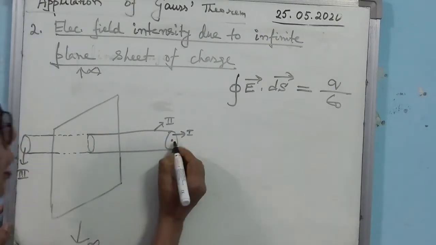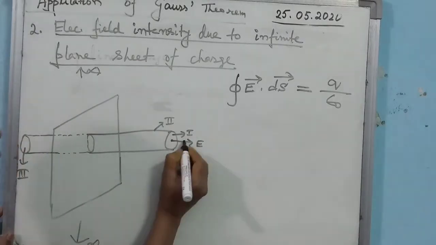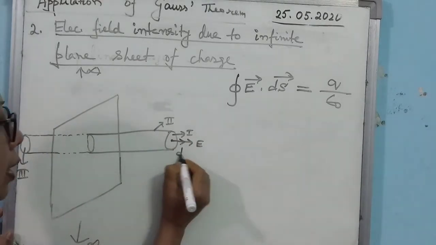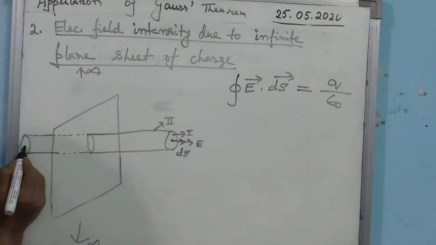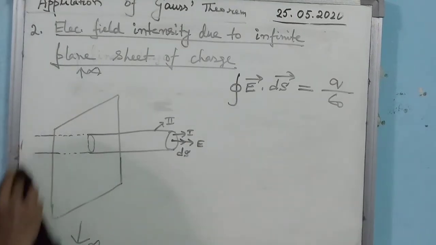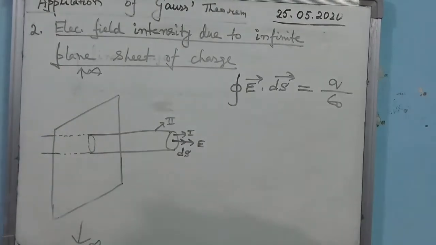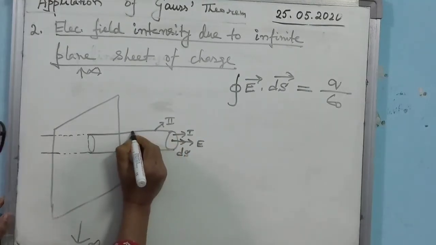So you see for the first surface, what is the direction of the electric field intensity? In this direction. What is the direction of the area vector? ds, in the same direction. So for this one, what is the direction? And this one, okay, I am drawing it a little bit later. Let it dry up. So for the second surface, let us find out.